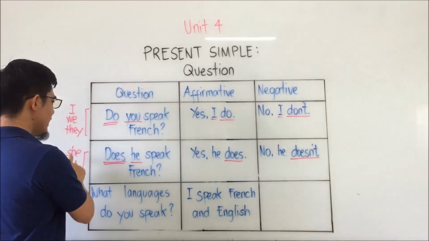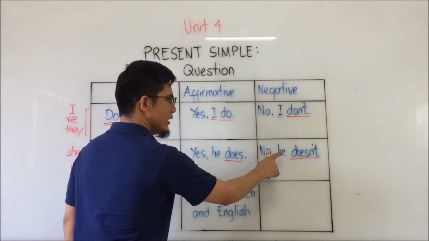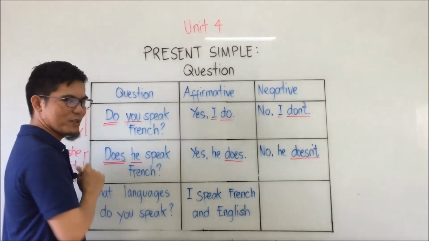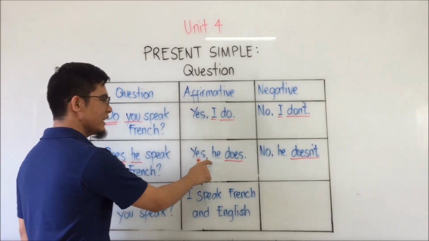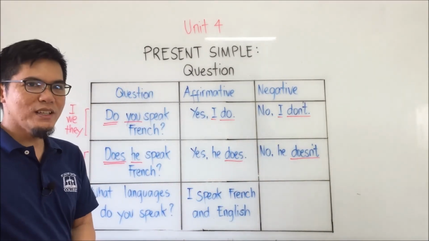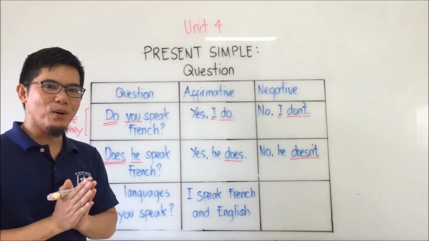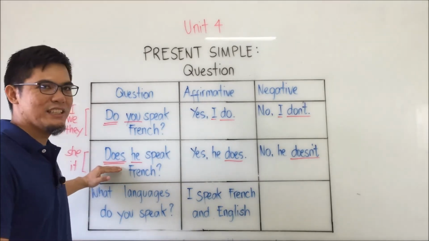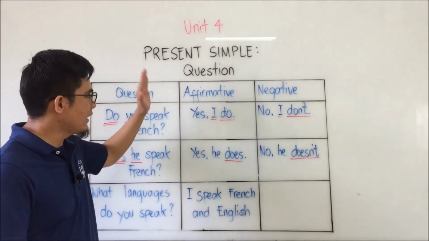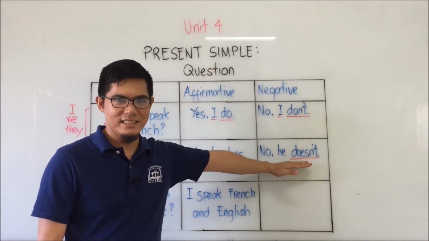What about she? Does she speak French? Yes, she does. No, she doesn't. What about it? Does it speak French? As in our example, yes, it does. No, it doesn't. Okay? So, rule number two, for singular pronouns, we use does to begin a question. And in answering affirmative, we use does. In answering negative, we use doesn't.